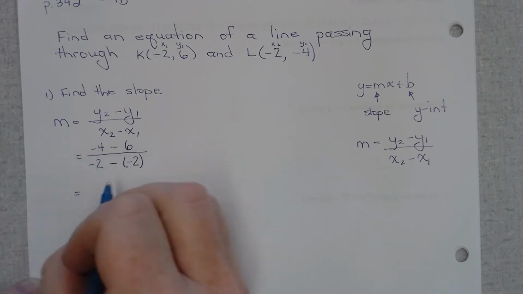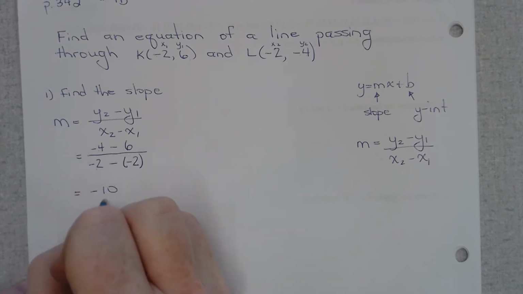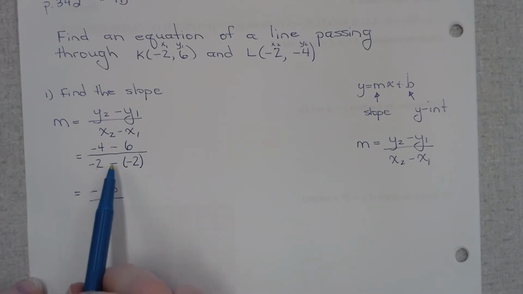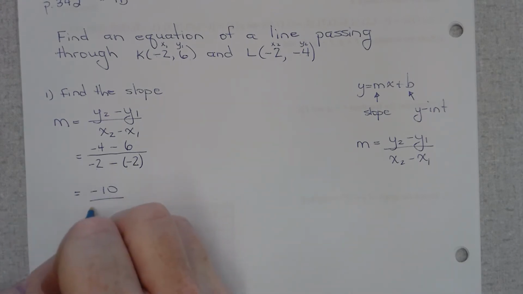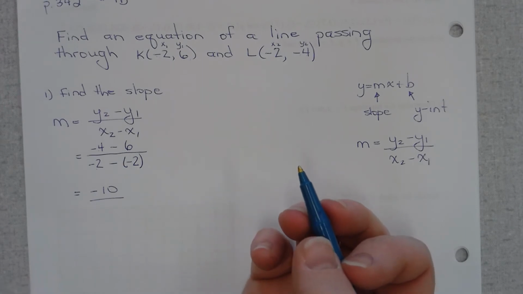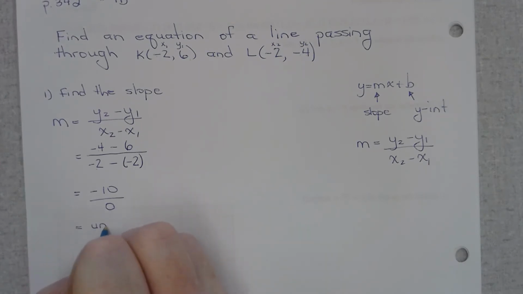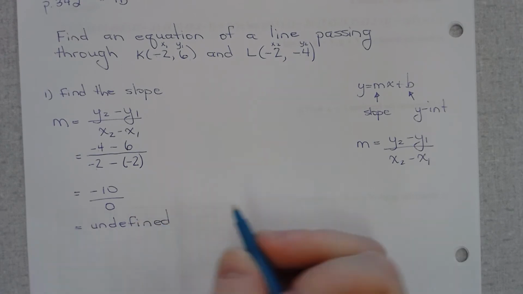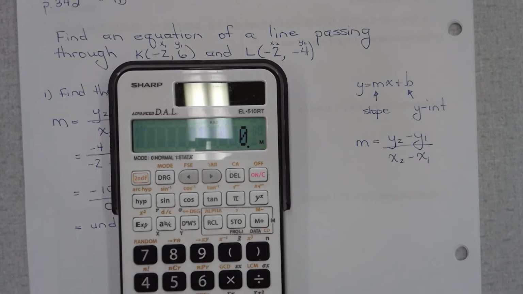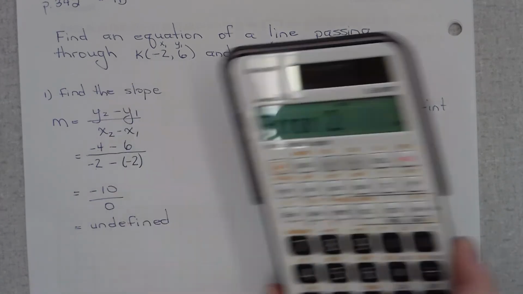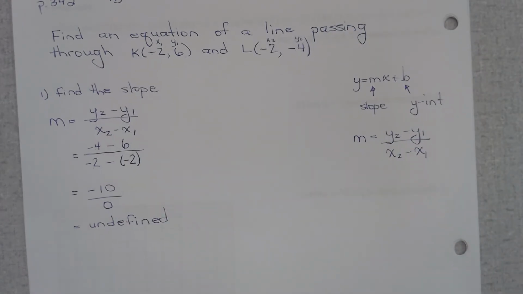So now I can do the math on it. I know -4 minus 6 is -10. And then I know that -2 minus (-2) is the same thing as -2 plus 2, and -2 plus 2 is going to be 0. So right here, I know my slope is undefined. Hopefully at this point you're saying, I remember that anything that would give me an error in my calculator is undefined. If I take my calculator and do -10 divided by 0, it gives me this error too. So my slope is undefined.